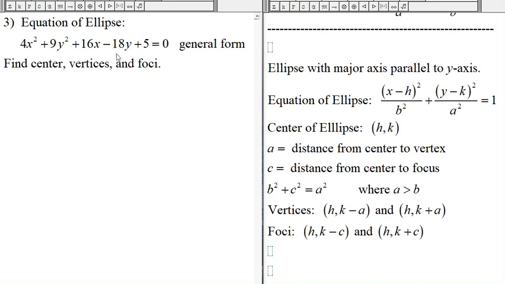Here we have an equation of an ellipse that's written in what's called general form. Now, this form is standard form. And so we want to find the center, the vertices, and the foci. To find the center, vertices, and foci, we need to rewrite this equation in standard form, so we can identify the h, the k, the a squared, and the b squared. This is how we would rewrite this in standard form.